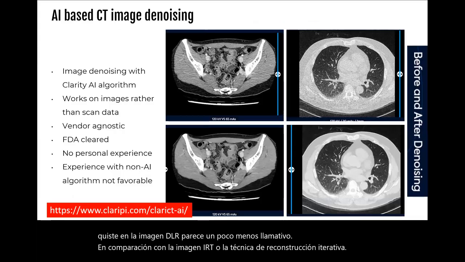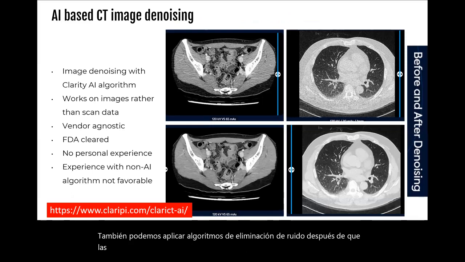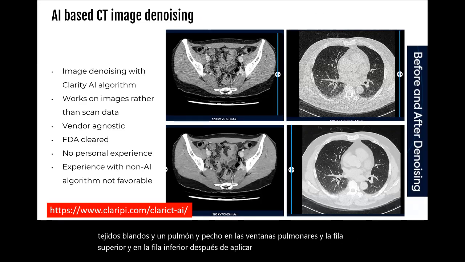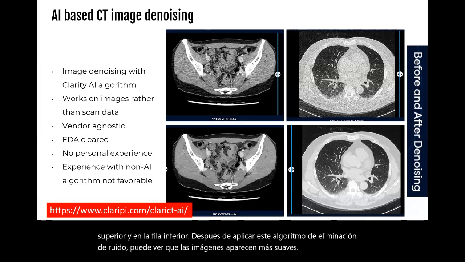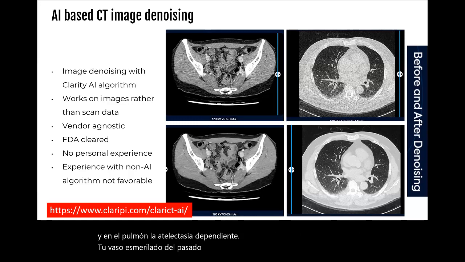We can also apply denoising algorithms after images are acquired. So here we have an example of pelvic and soft tissue windows, and the lung and chest in the lung windows in the top row. And on the bottom row, after applying this denoising algorithm, you can see that images appear smoother. There is less noise. And in the lung, the dependent atelectasis or ground glass opacity appears less conspicuous after applying denoising algorithms.